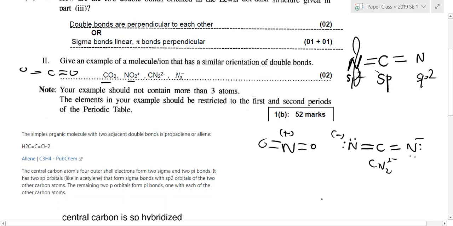And an N3 minus. How do we draw N3 minus? There are three nitrogens, and one is minus. It means I will put the minus in here. What happened there? There should be a double bond now, one and two like the previous one. Now we can't put a minus on this one, because only one minus is there. Then what happened? Lone pairs are there.